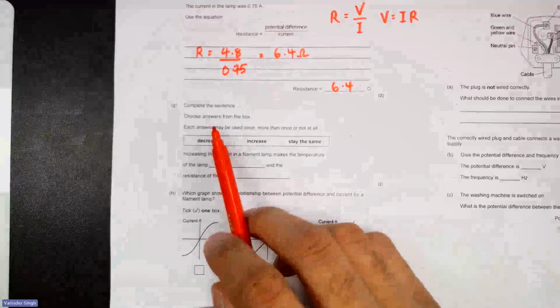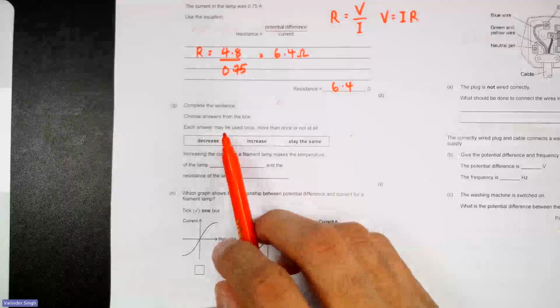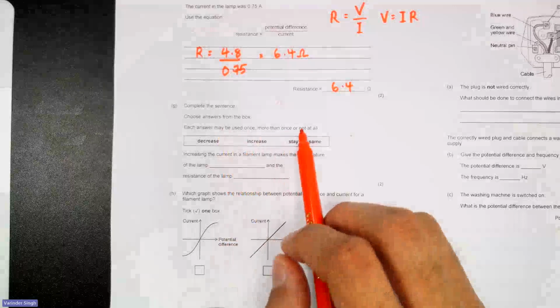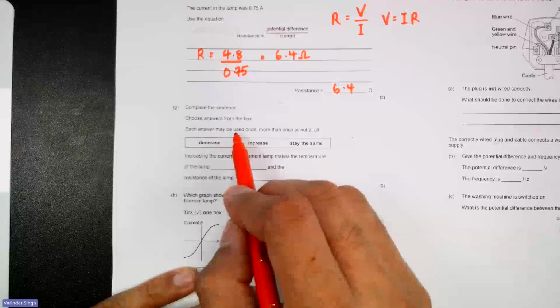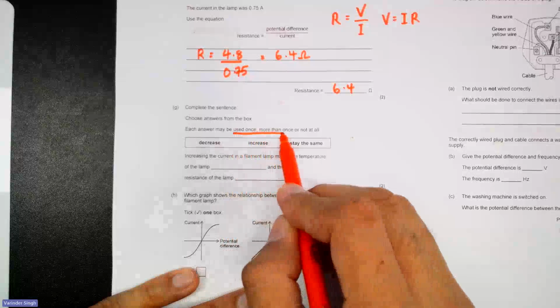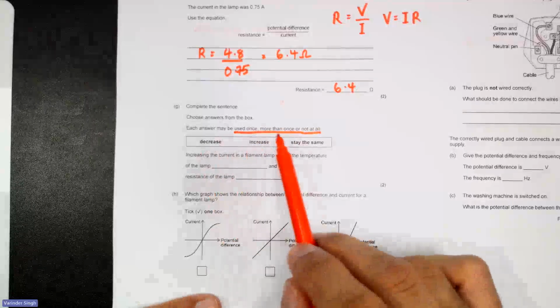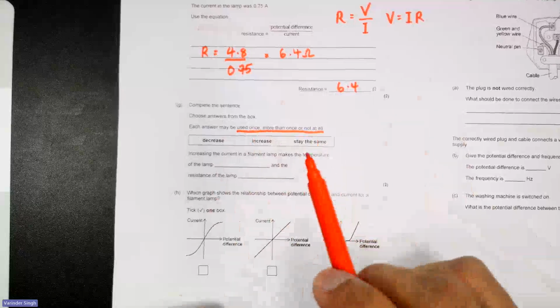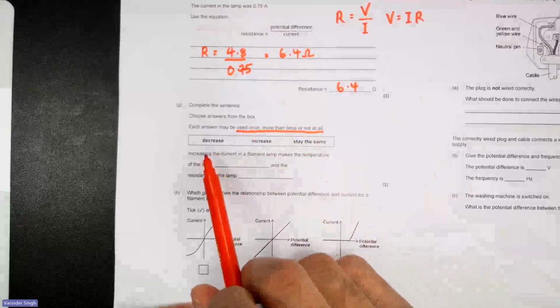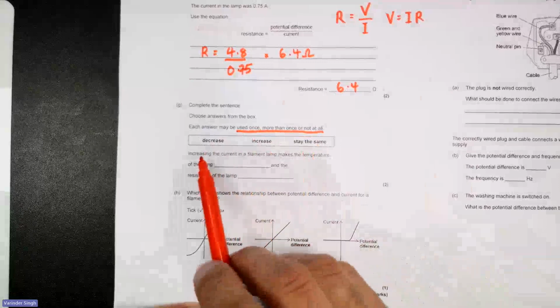And then moving on to the last part overall of this particular question. Complete the sentence, choose answers from the box. You can use each answer once, more than once, or not at all. It might seem like we don't necessarily need to go into this, but this is a really important command. Sometimes we think that we might be able to use only one of these answers only once, but we do have the option to use them once, more than once, or not at all. So the words are decrease, increase, and stay the same.